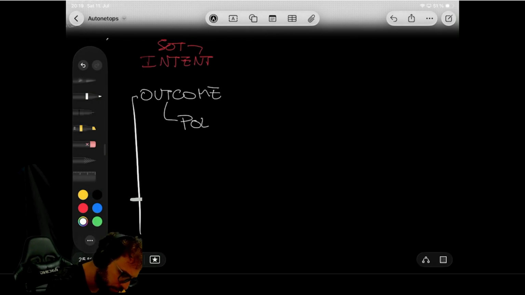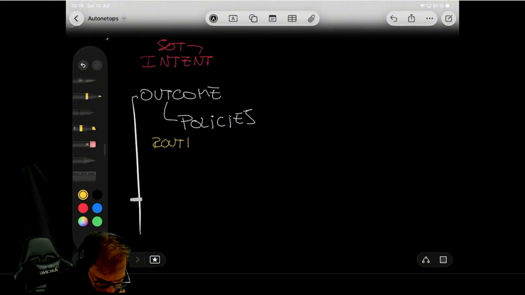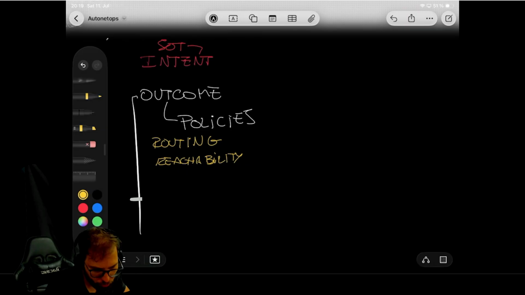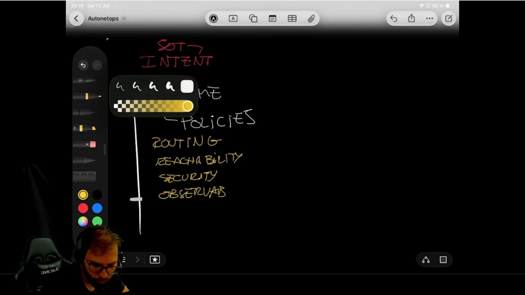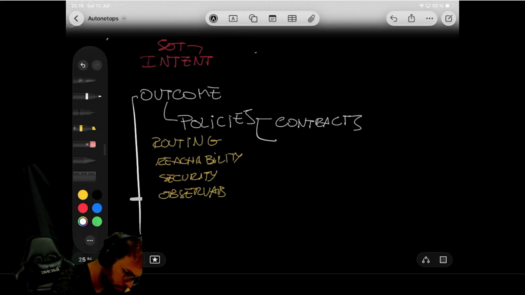We're going to create policies. And under these policies, we can define, for example, here we create routing policies. We're going to create our reachability policies. We're going to write our security policies. We're going to write our observability. And we're going to enforce them, creating contracts and invariants.